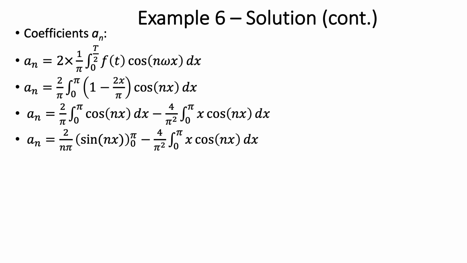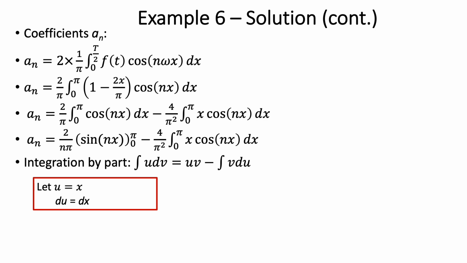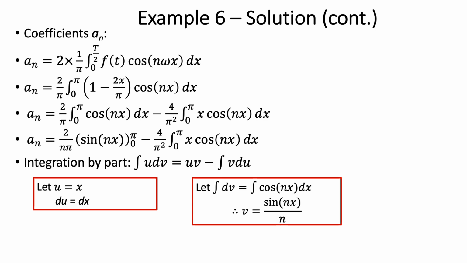When we do the integration, we have An equals 2 over n pi sin nx from 0 to pi for the first term, minus 4 over pi squared integral 0 to pi x cos nx dx. We have to do the integration by parts for the second term. Let u equal x, du equal dx, dv equal cos nx dx, v equal sin nx over n.